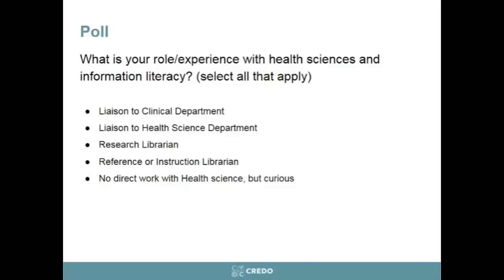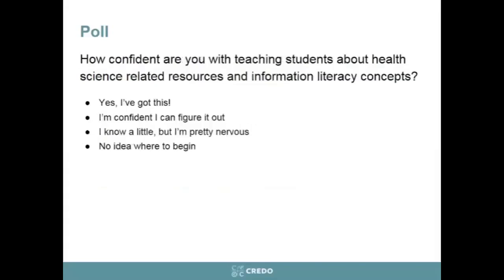Mark, I think we could close out the poll. Let's take a look at those results. You should be seeing them in the panel here. All right, so a lot of reference and instruction librarians with us today. That's awesome. And a fair number also who don't work with health science, but maybe you're curious about learning more. So that's fantastic. And a smaller percentage of you are actual liaisons to clinical departments. So that's awesome. I think you're going to relate to a lot of what Jonna has to share with us.